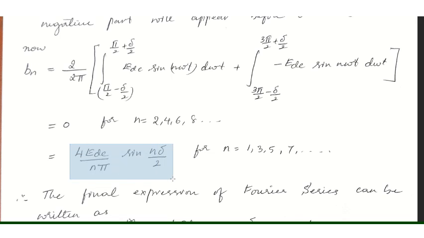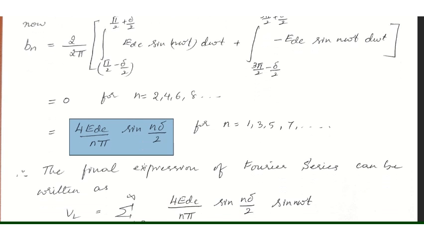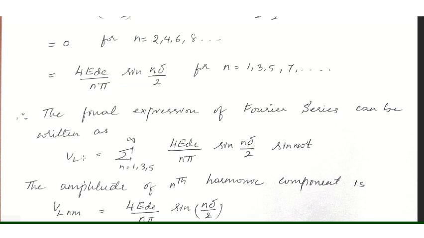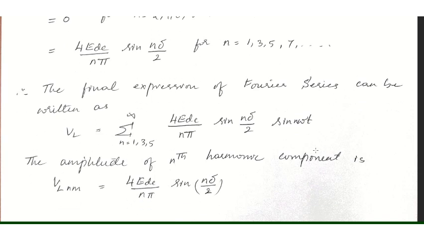So this output, as you can observe, exists only for odd values of n, right? The final Fourier expression will have only the B_n part, since A_n will be 0. So V_L is equal to the summation for n equal to 1, 3, up to infinity, that is for all odd n, of 4E_DC by nπ sin(nδ/2) sin nωt. This is your final Fourier series expression.